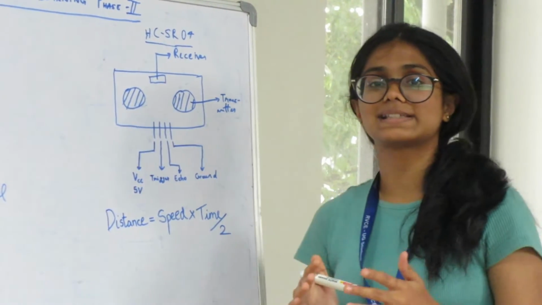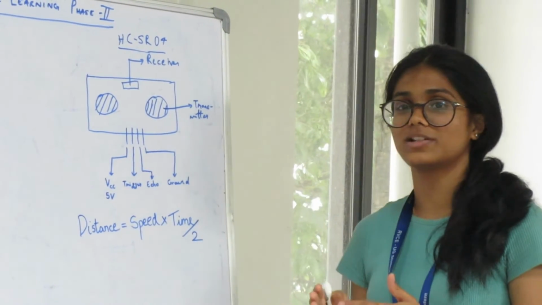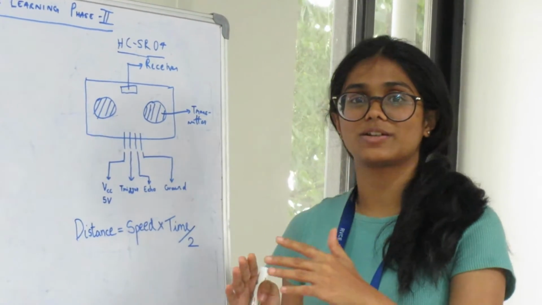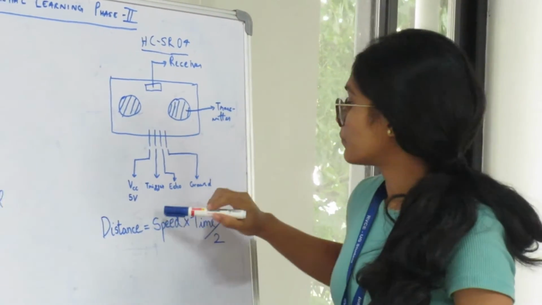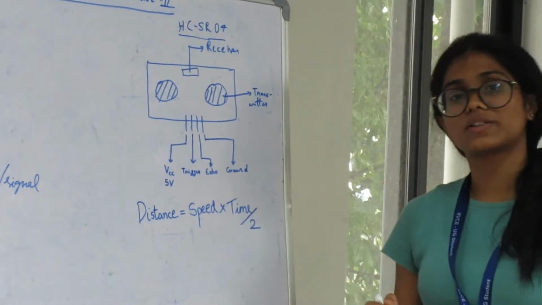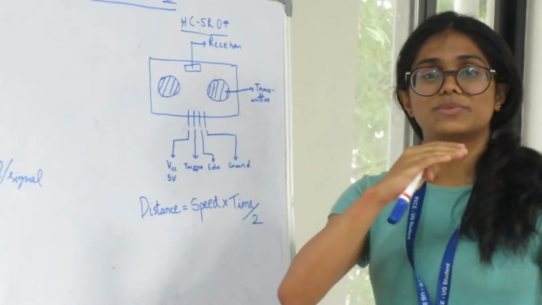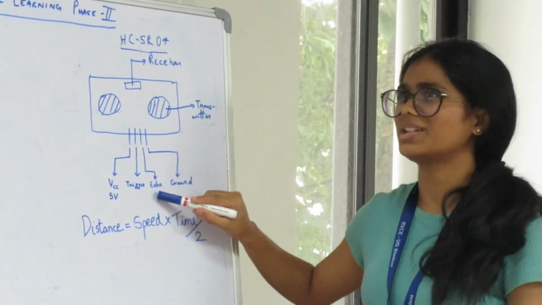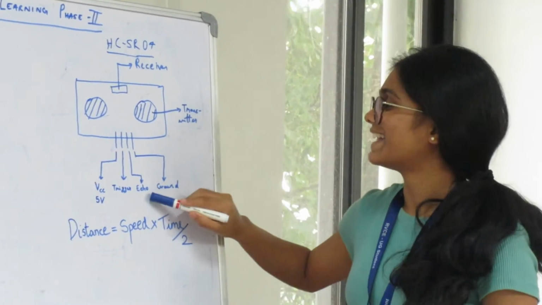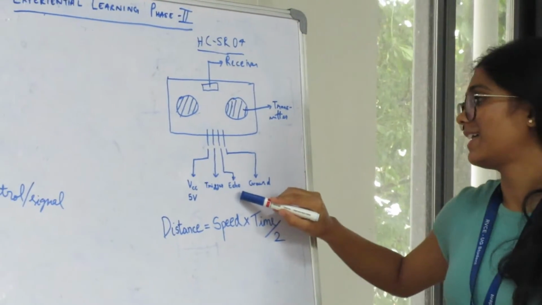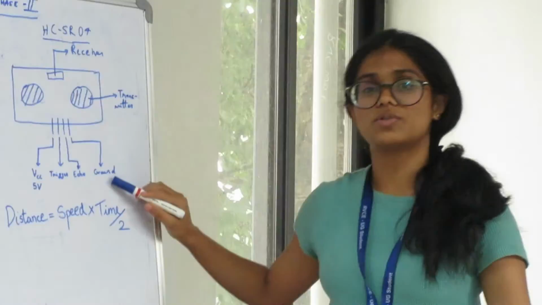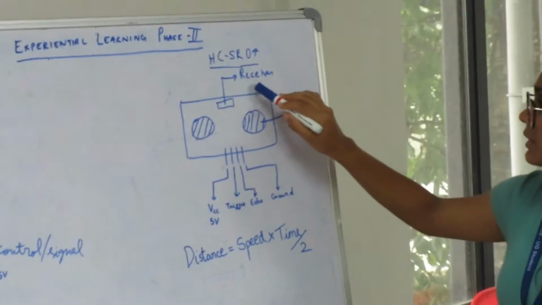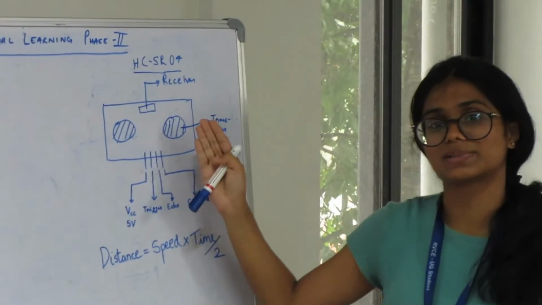The sensor's range is 2 centimeters to 400 centimeters, but we are taking into consideration only about 40 centimeters of range. And if there is no object in front of the sensor, there is no reflection of the pulse. So after 30 microseconds, the echo turns low, and the ground pin is connected to the ground via the Arduino. And the receiver is the place which receives the reflected pulse back.